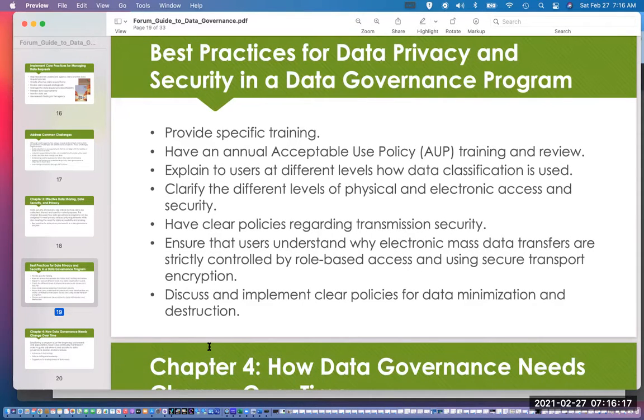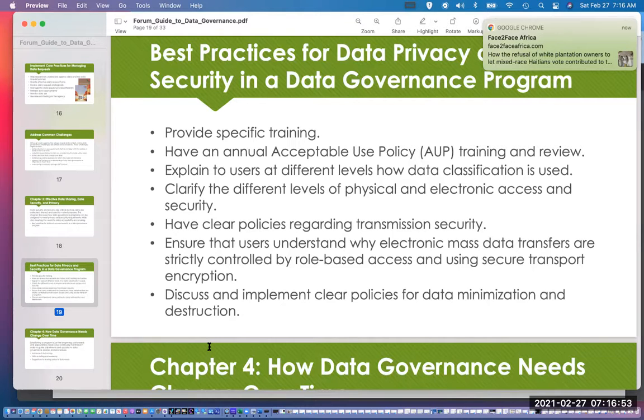Best practices for data privacy and security in a data governance program. Provide specific training. Have an annual acceptable use policy, AUP, training and review. Explain to users at different levels how data classification is used. Clarify the different levels of physical and electronic access and security. Have clear policies regarding transmission security.